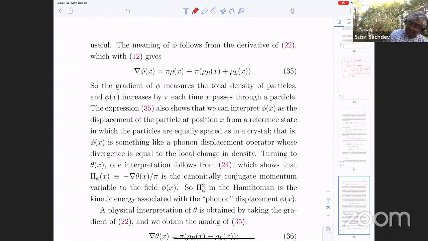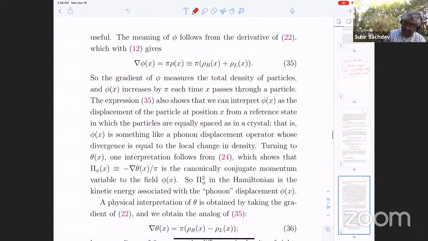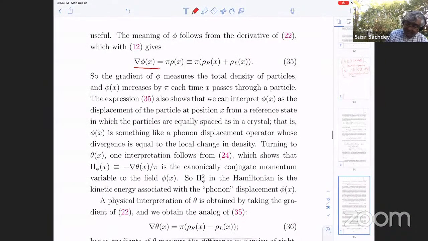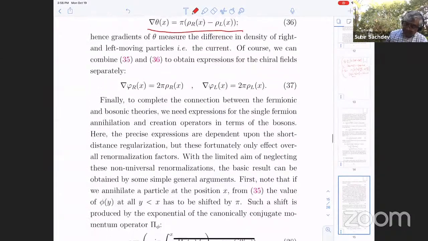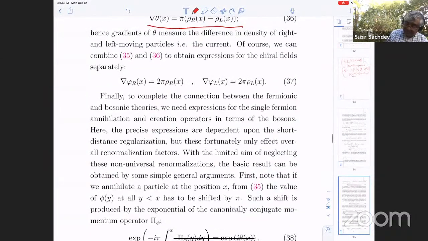is this one. So you can work out this relation here that grad phi of x is pi times rho left plus rho right, or grad theta is pi times rho right minus rho left, and then grad phi is this and phi left and phi right.